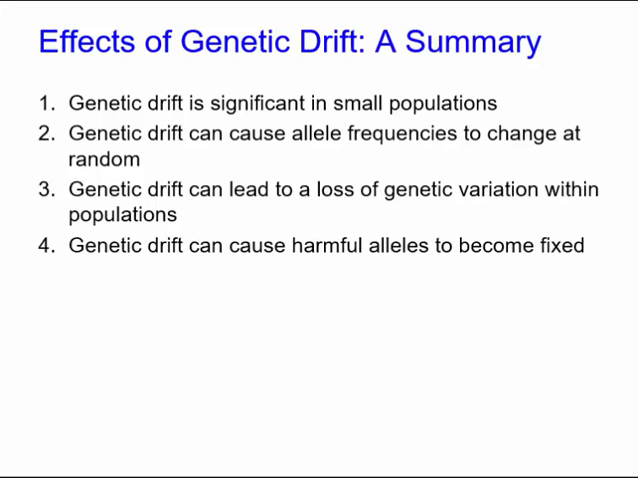Allele frequencies change totally at random. We've already mentioned that genetic drift can lead to a loss of variation. Those are the examples that we gave. And flip it around, when you're losing alleles, that might mean some alleles that are harmful might become fixed. And fixation means that's the only allele left for that gene, so every individual is homozygous for that. And if it's some recessive allele, that could be very bad.